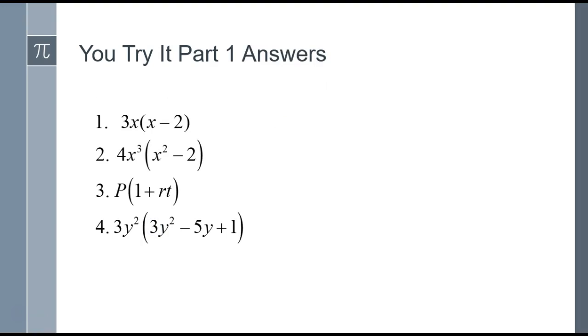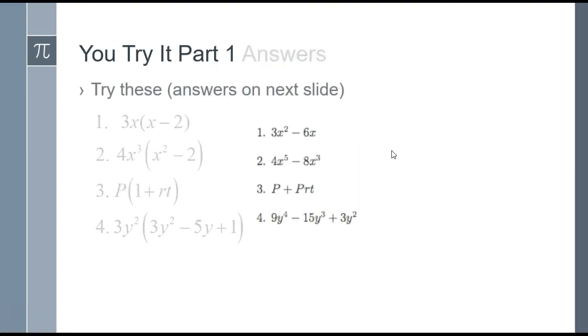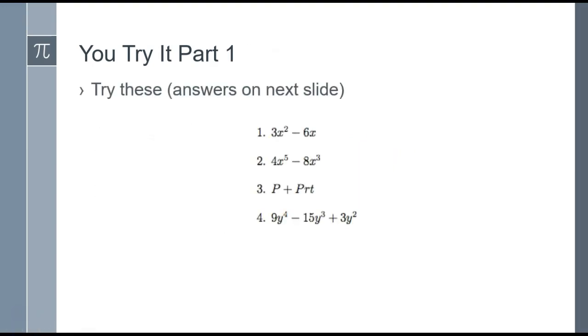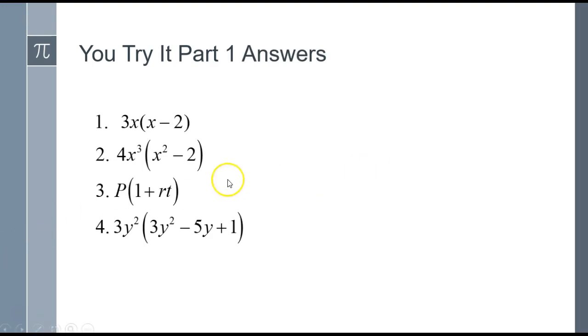Okay, hopefully you actually did stop the video. So for our first problem, we should have found a common factor of 3x. I don't have the ability to write on this as I do it, but if I multiplied this out, I would get 3x times x is 3x squared. 3x times 2 is 6x. So I would get 3x squared minus 6x. And that indeed was our first problem. So you can check the rest of these similarly.